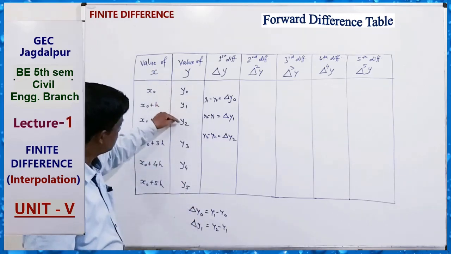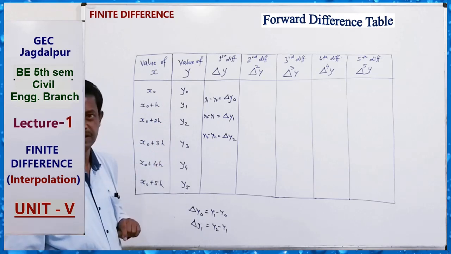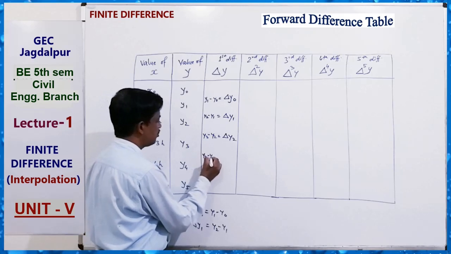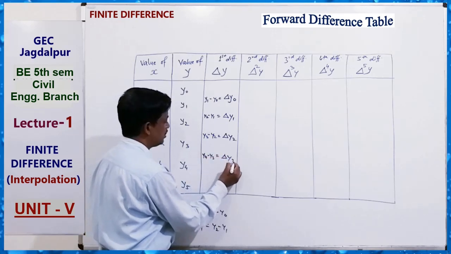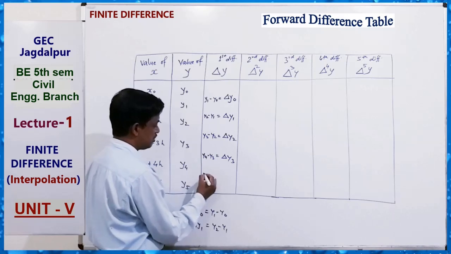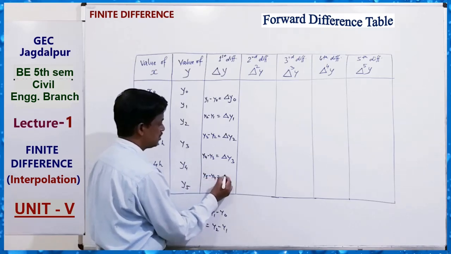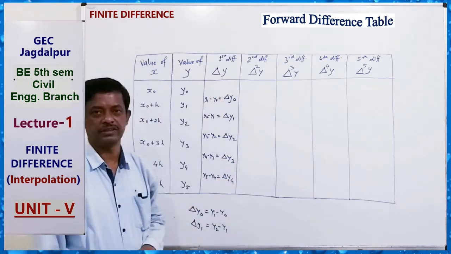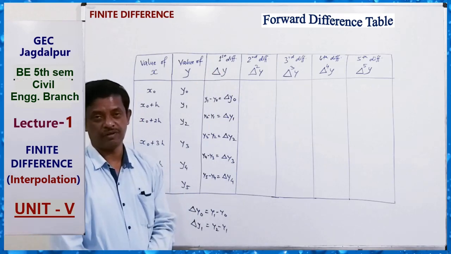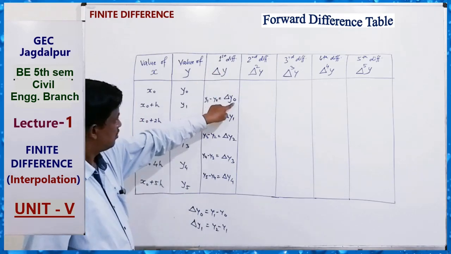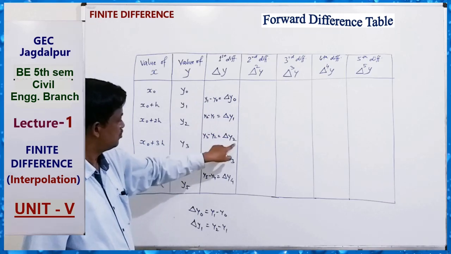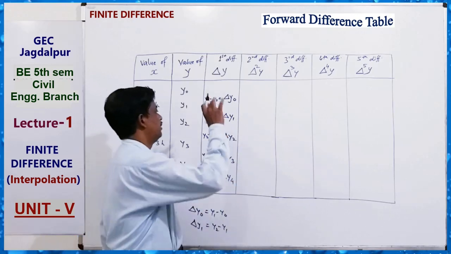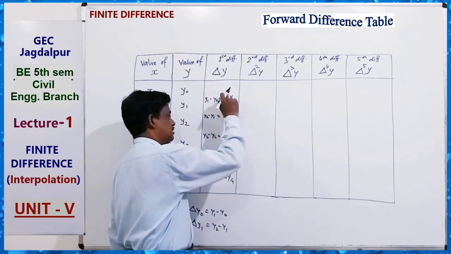Subtract this from this, from this, and write it in the right hand side. y4 minus y3 means what? Del y3. y5 minus y4 means del y4. So these are all the first order difference, first order difference of y. This is the 0 index, this is 1 index, this is 2, this is 3, this is 4.